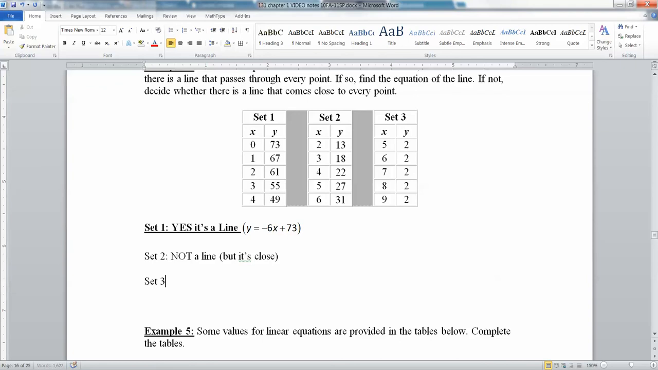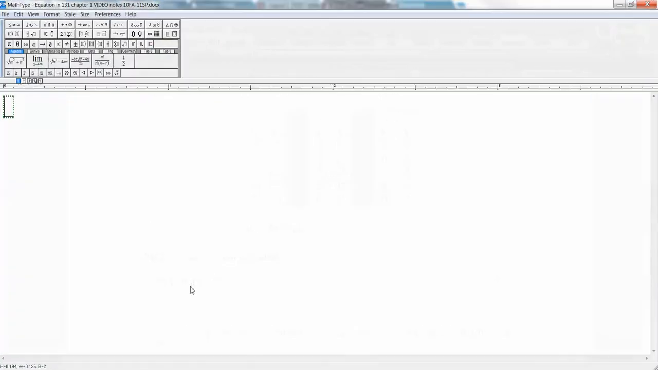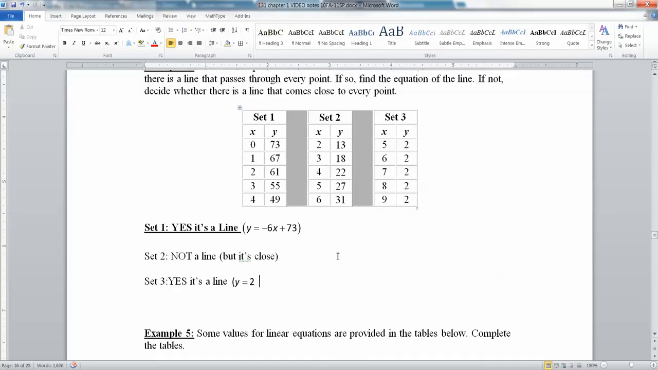All right, set 3. Okay, now set 3 is a little bit funky. So you'd say, okay, look, x goes up by 1, by 1, by 1, by 1. Does your y go up by the same amount every time? And the answer is kind of yeah. This is a special case, so let's make a note. Special case. This is a line. Here, let me make a note. So yes, it's a line. Now what kind of line is it? That's what's so special about it. It's y is equal to 2.